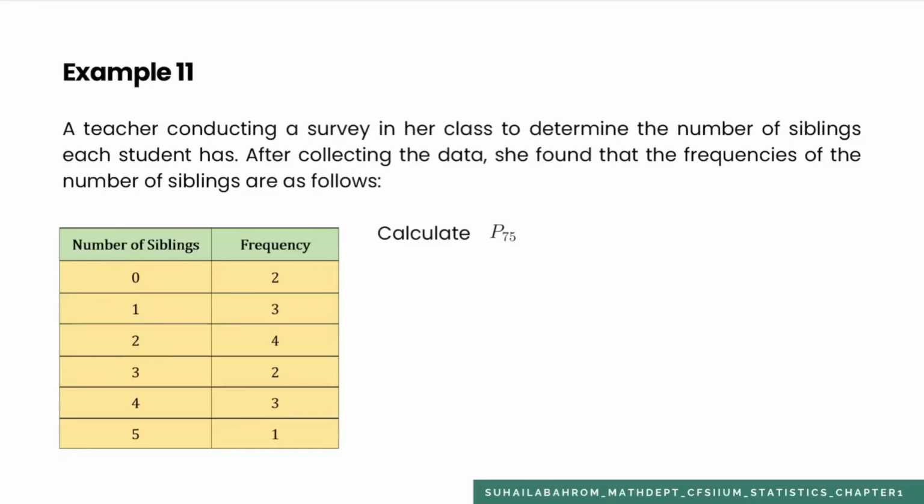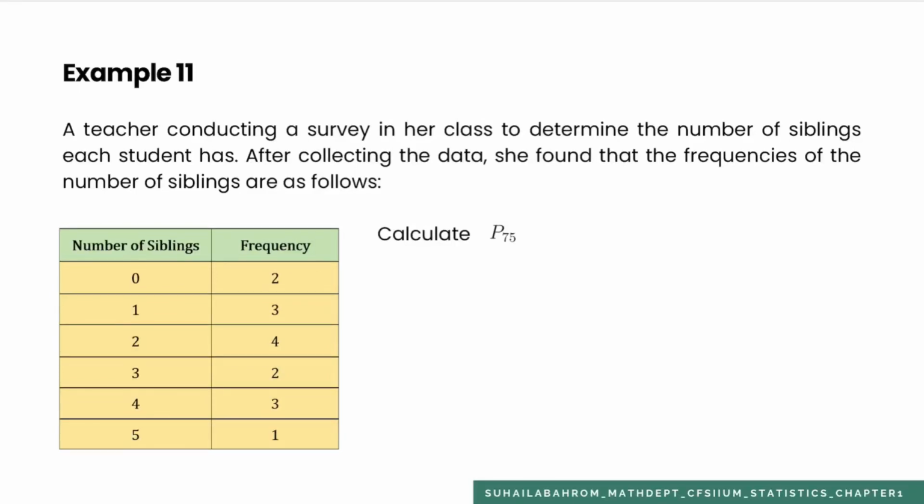Okay, let's proceed to how to find out the percentile values for the ungrouped frequency distribution. So you have this ungrouped frequency distribution. You have number of siblings 0 until 5. So we need to find out the percentile 75. So first, when we try to find out the rank, you have to add the column for the cumulative frequency.